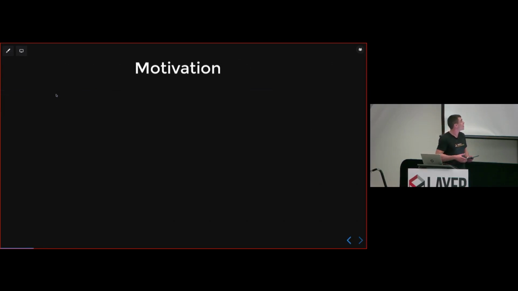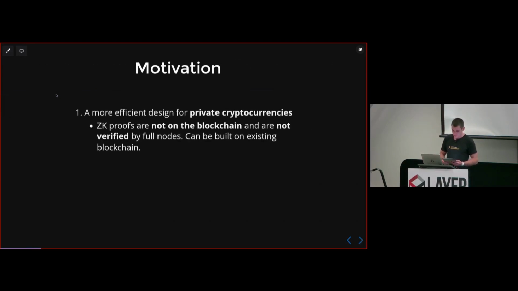Okay, our motivation for this is twofold. First, we believe that shielded is a more efficient design for private cryptocurrencies because zero-knowledge proofs do not end up on the blockchain and they are not verified by all full nodes of the system. Also, shielded can use an existing blockchain and does not need to create its own.